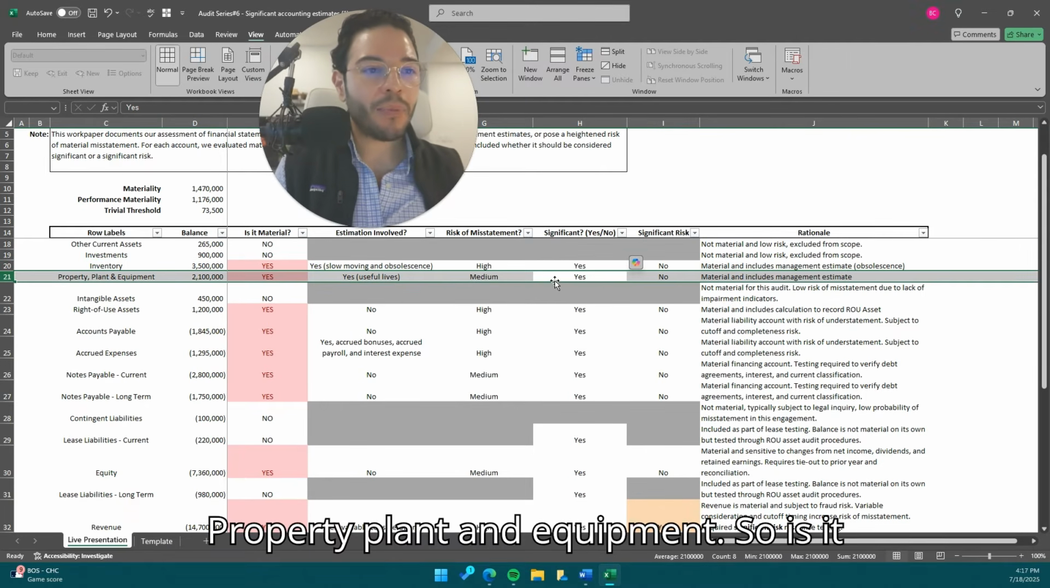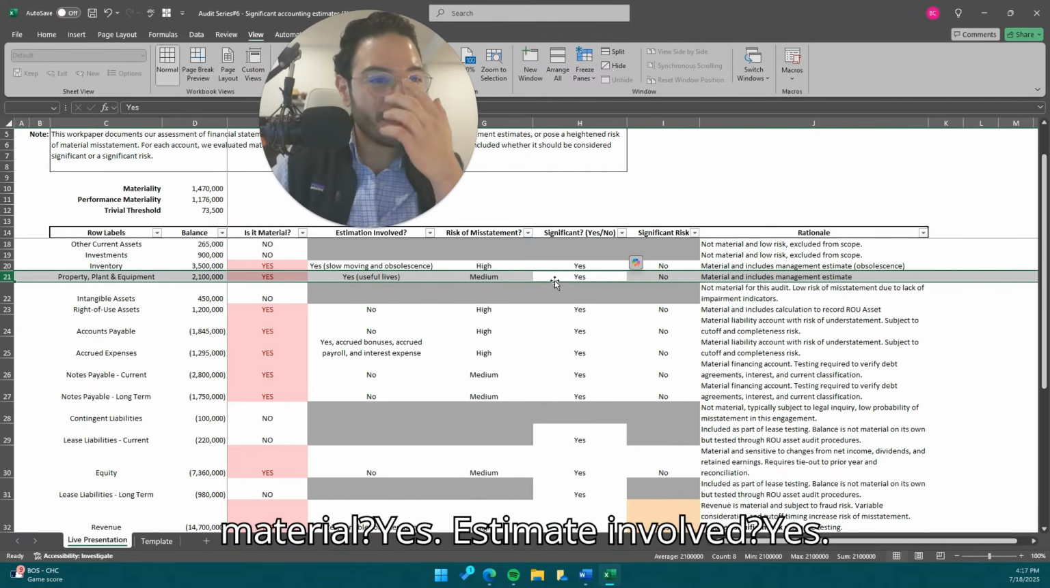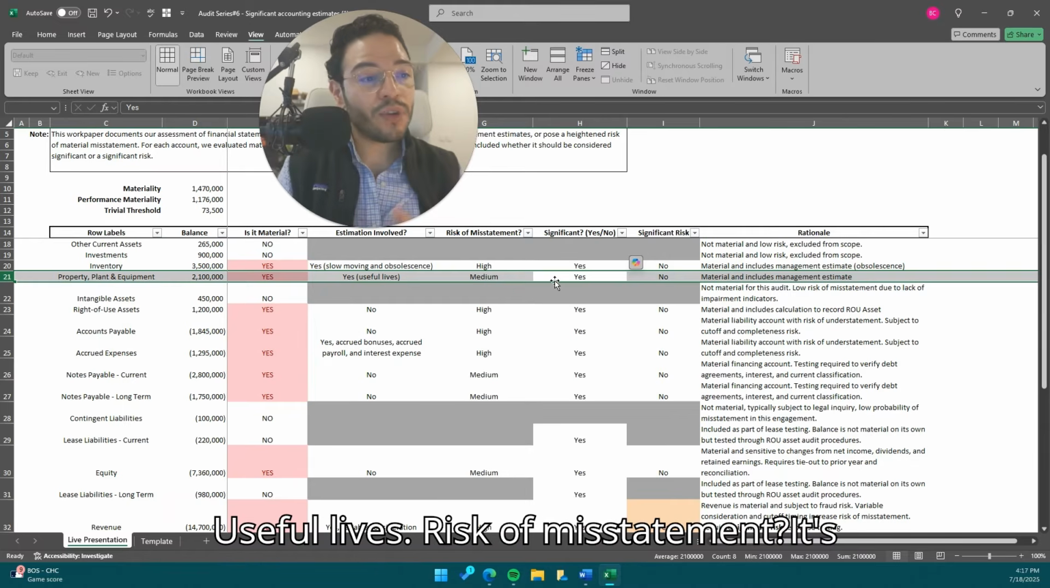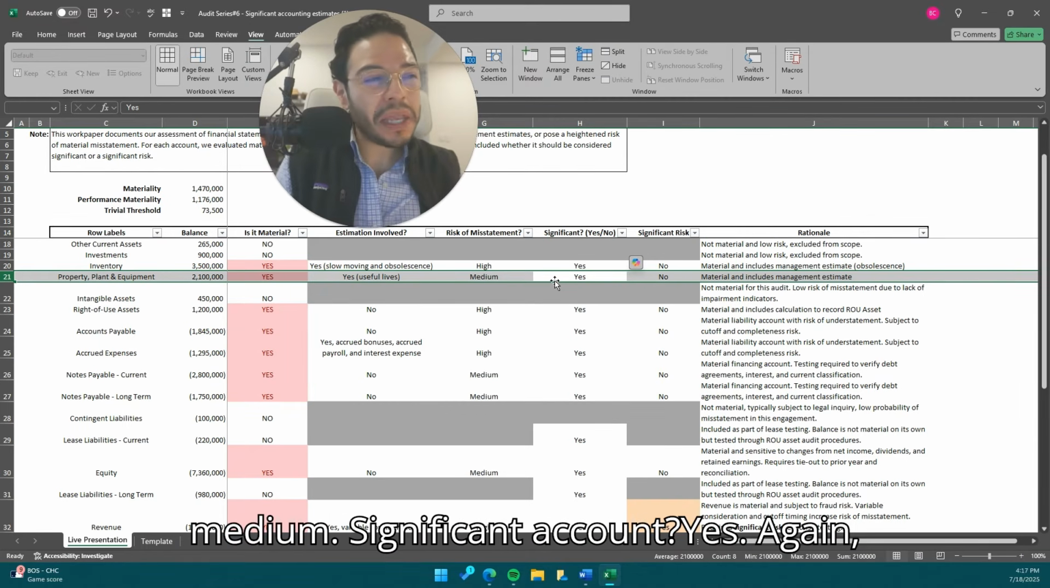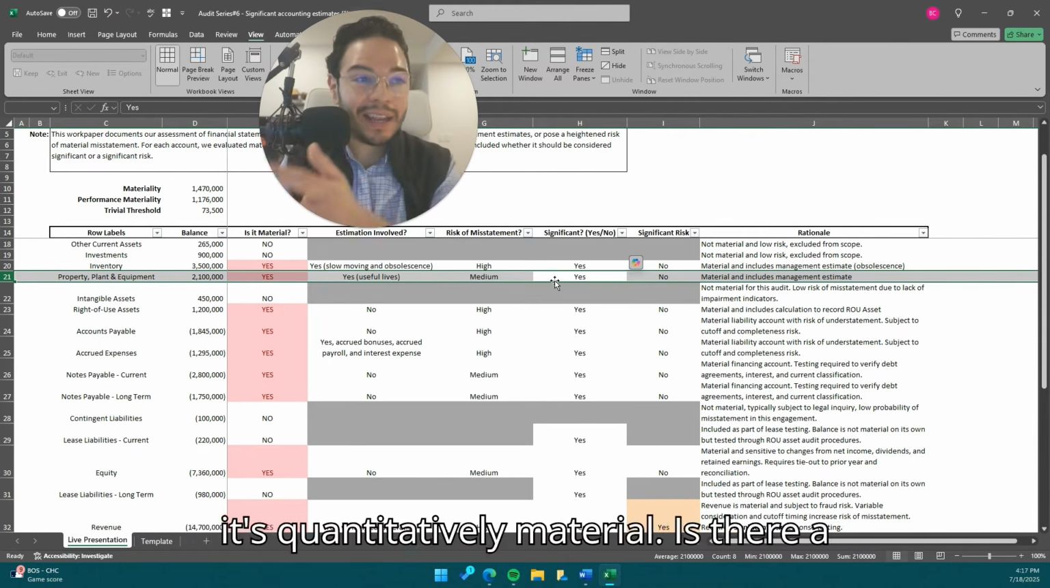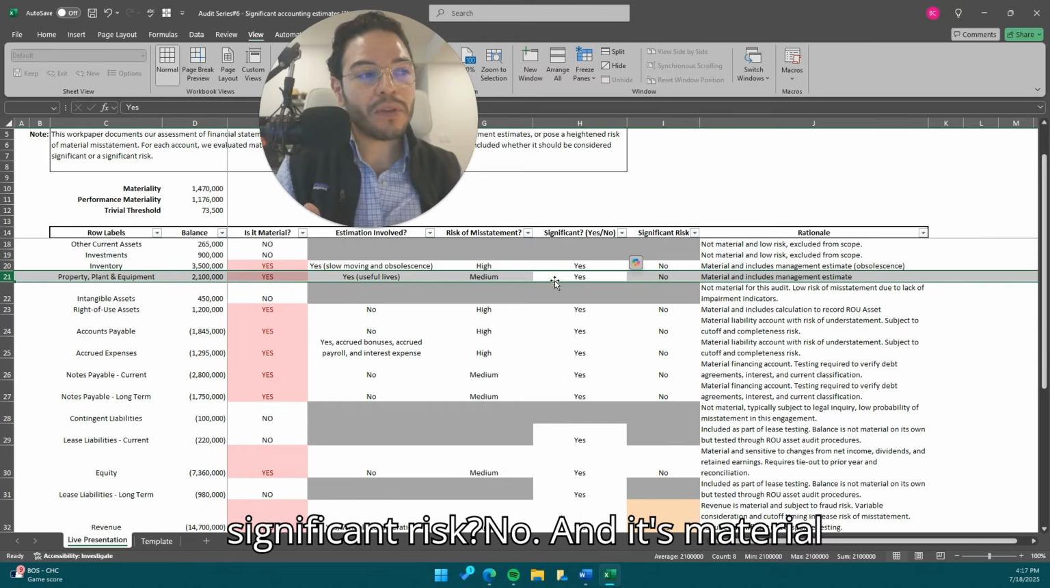We go here, property, plant, and equipment. So is it material? Yes. Estimate involved? Yes. Useful lives. Risk of misstatement? It's medium. Significant account? Yes. Again, it's quantitatively material. Is there a significant risk? No.